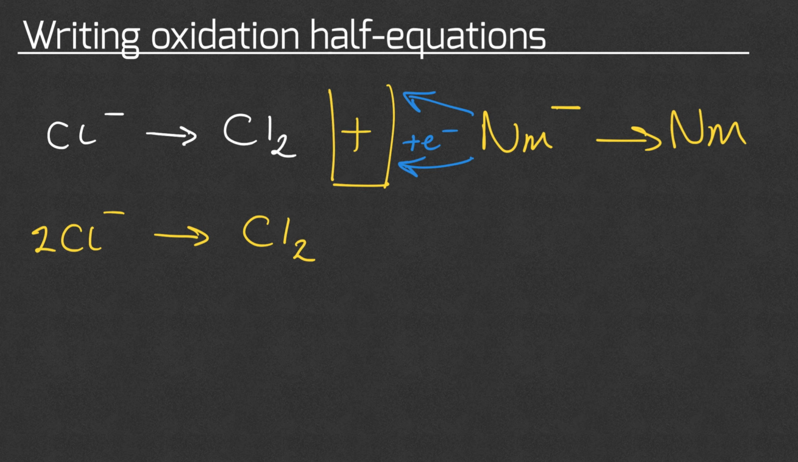We've now written the balanced equation. There are 2 chlorines on the left and 2 chlorines on the right. What we need to do now is work out the total charge on each side. Chloride has a -1 charge. There are 2 of them, so in total that's -2 for the left-hand side. Chlorine on the right-hand side doesn't have a charge, so the overall charge is 0. The charge has changed by +2. We've gone up by 2. That means when it comes to adding the electrons, we'll need to add 2 electrons in total.